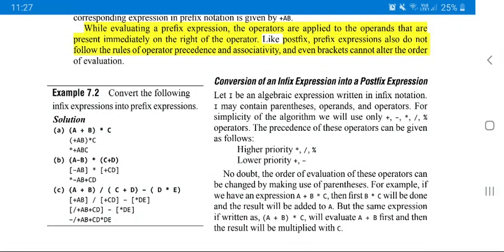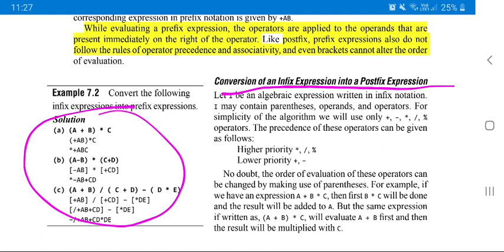Next one is conversion of an infix expression into a postfix expression. We can explain all these examples, and that algorithm I will explain in the next class.